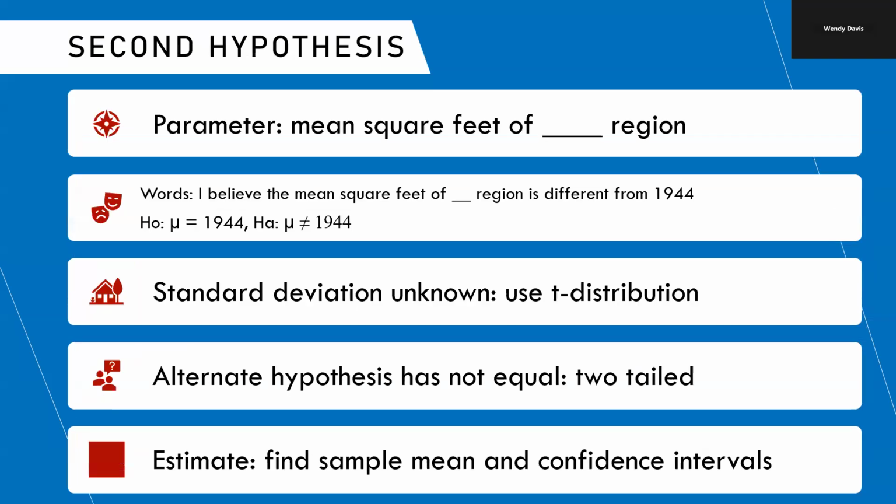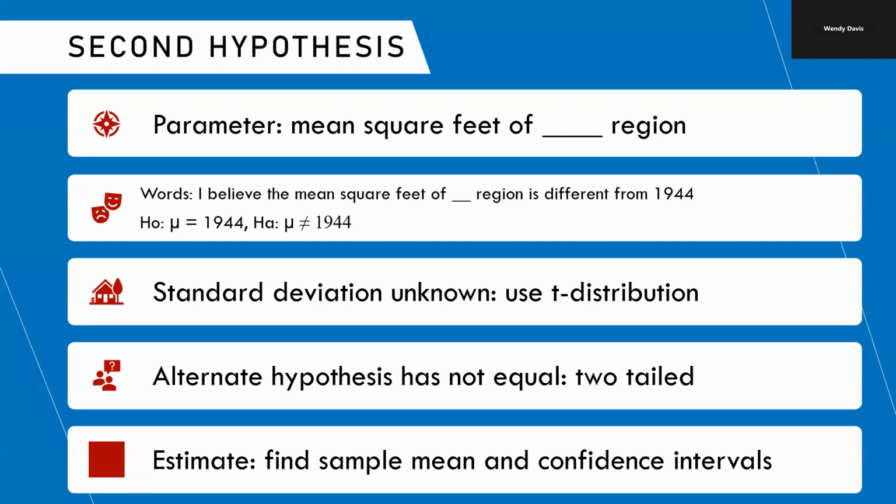Okay, our second hypothesis is the parameter is the mean square feet of our region. Now here, the parameter is the unknown value. It's not your sample mean. It's the unknown mean for the entire region. Parameter means all of it, all the homes ever.